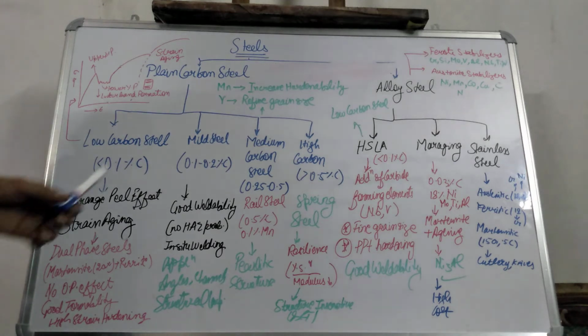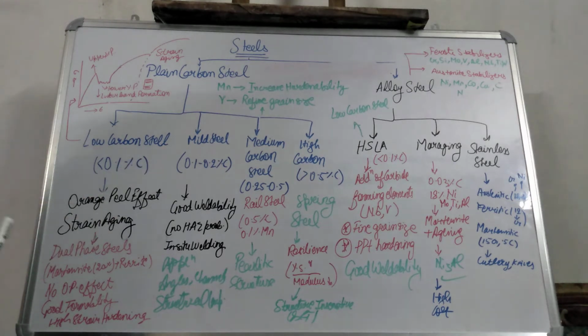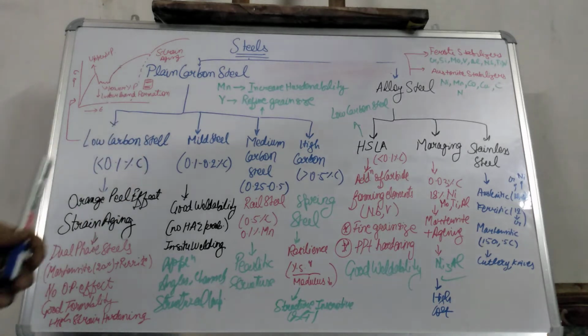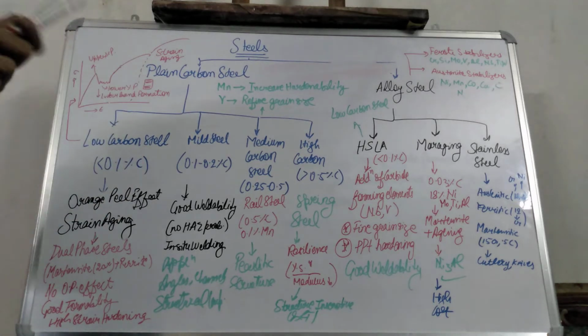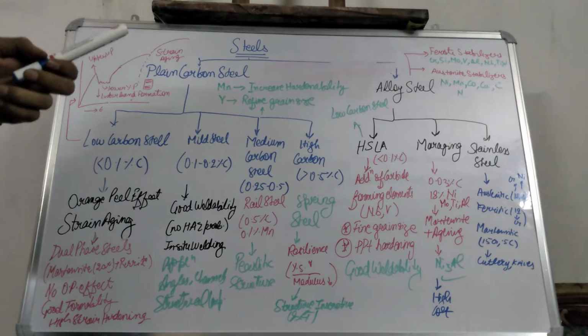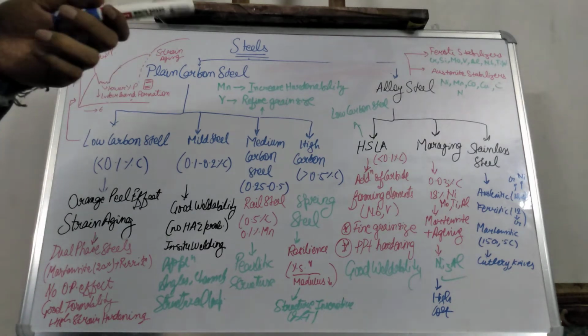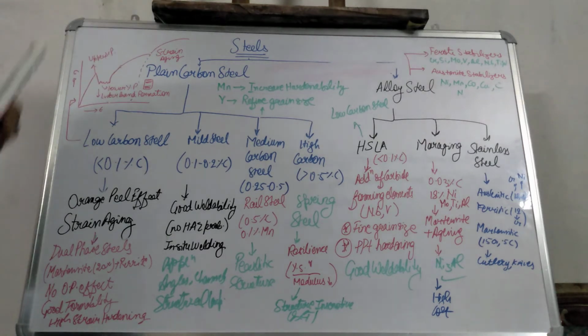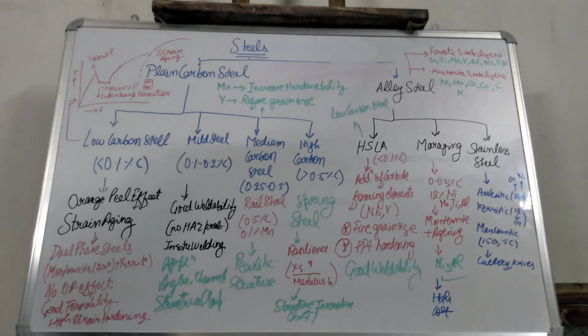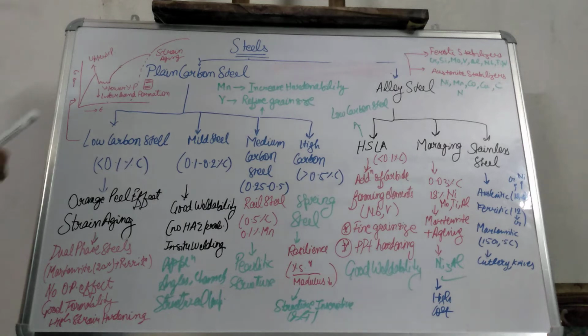Most of the time low carbon steel and mild steel are clubbed together, but still we will have a look at the differences which can possibly occur. And in the alloy steels, among many different varieties, we look at three major varieties here: one is HSLA, that is high strength low alloy steel, another is maraging steel, and then stainless steel. If you look at plain carbon steel, let's start with the low carbon steel.